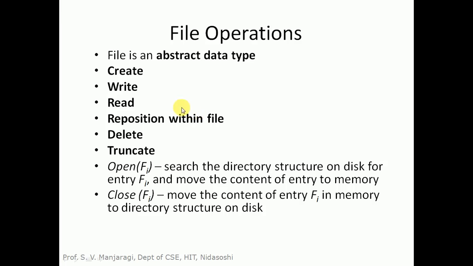There are some system calls we can use in the operating system, like the create system call. The create system call may take the file name that you want to create as a parameter, and using that we can create a new file.